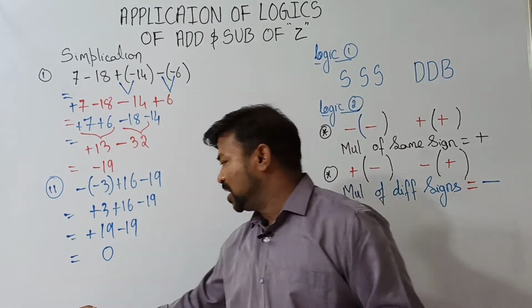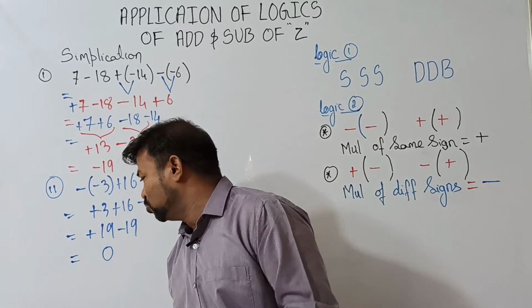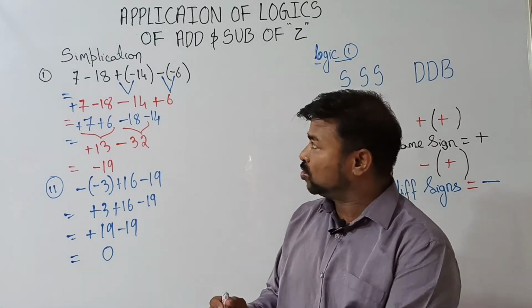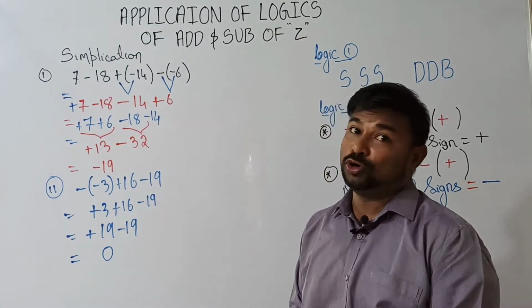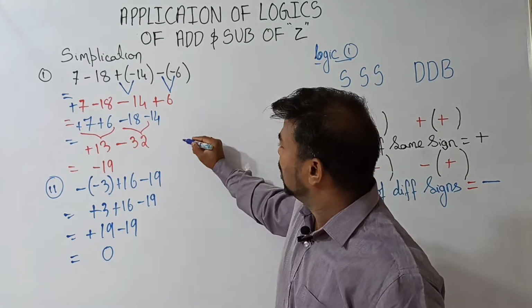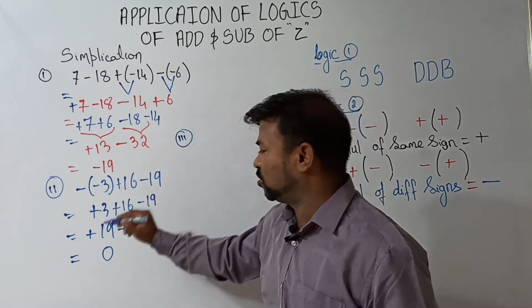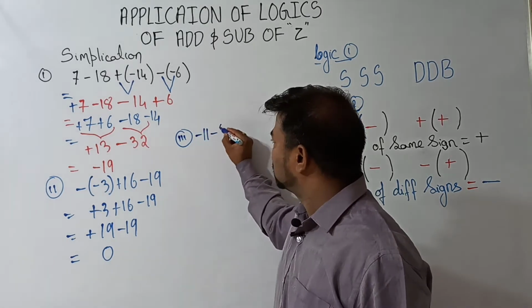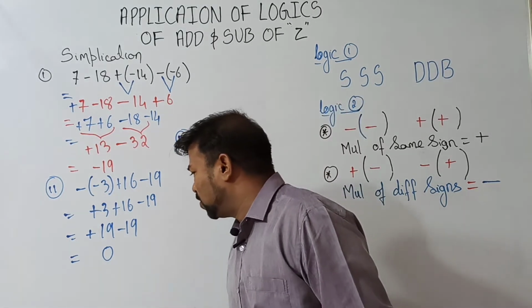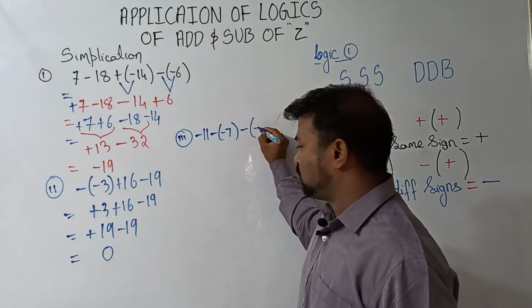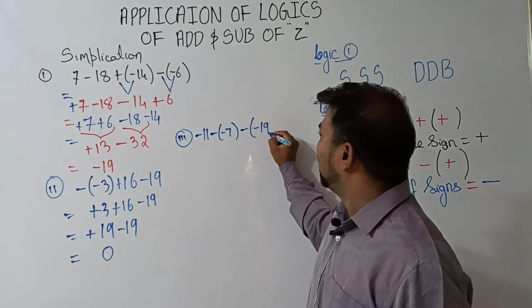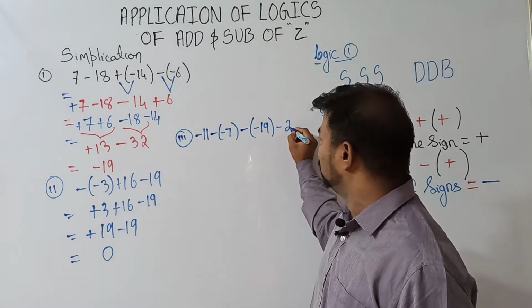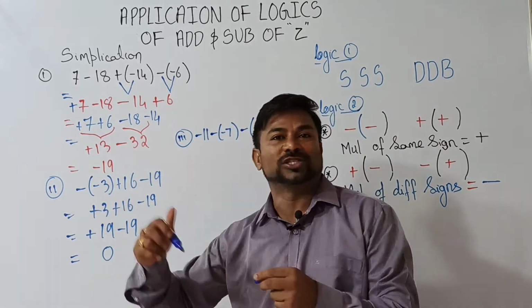Okay, now let me deal with the last sum for you so that I can explain one more sum. So now let's come back to the third question of mine. My question is minus 11 minus of minus 7, again minus of minus 19 and minus 2. Yes, this is the question I have taken now.